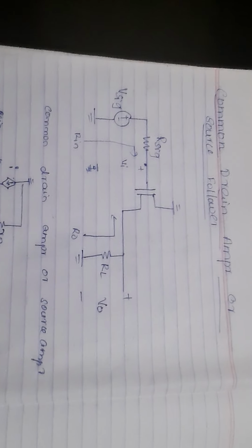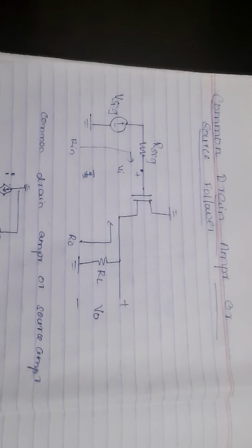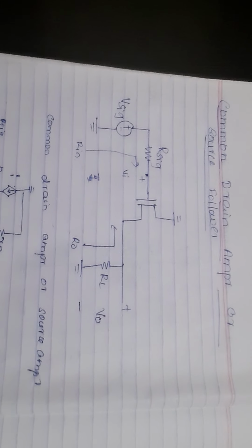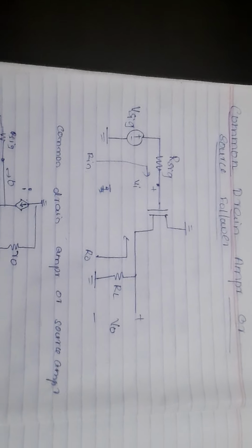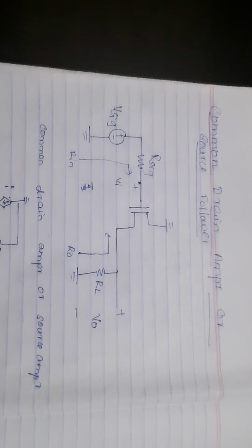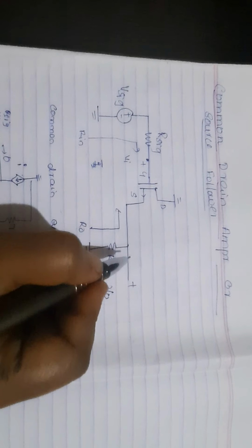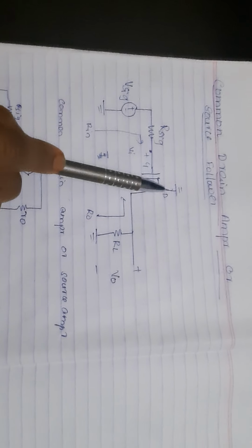Today we'll study the common drain amplifier, or the source follower. This is a circuit diagram of the common drain amplifier, where we have a MOSFET. Here this is the drain, this is the gate and this is the source. This is a common drain. Common drain means the drain is connected to ground.